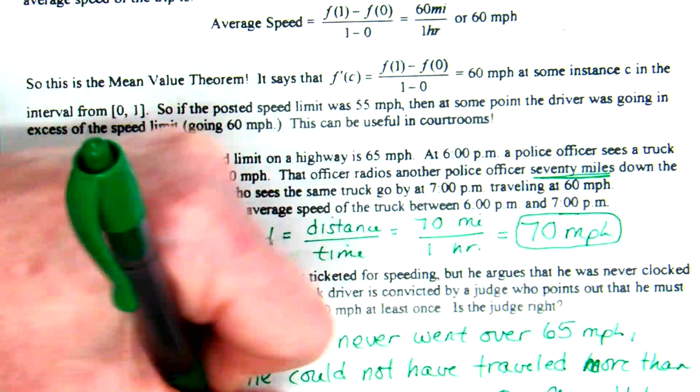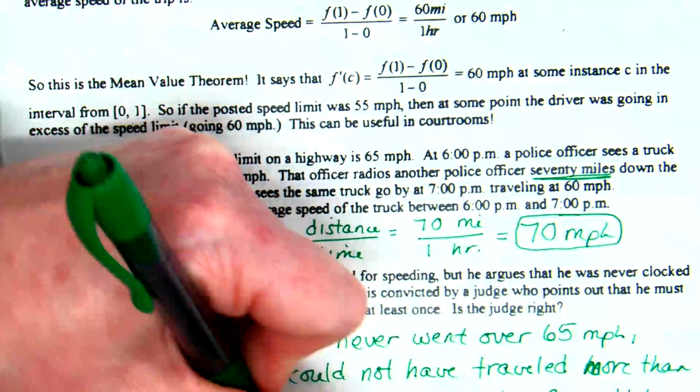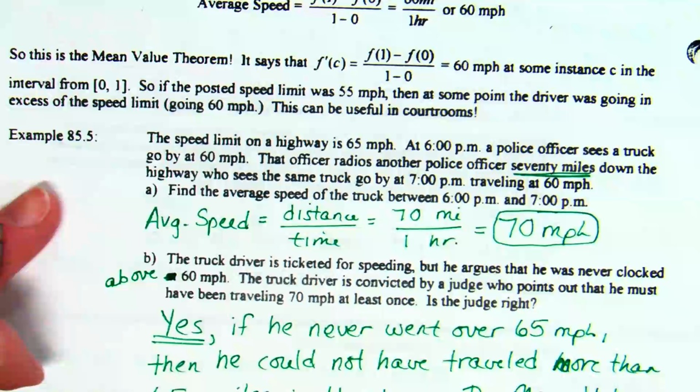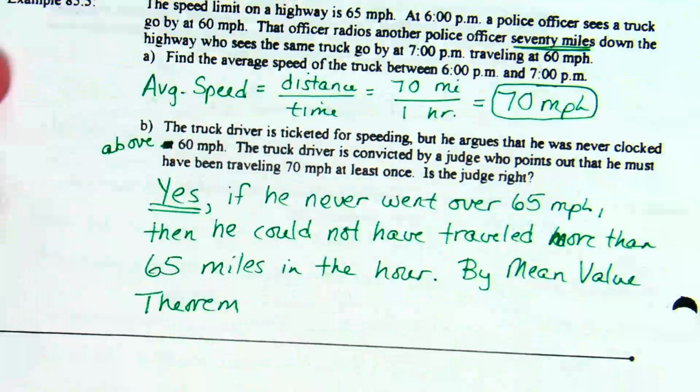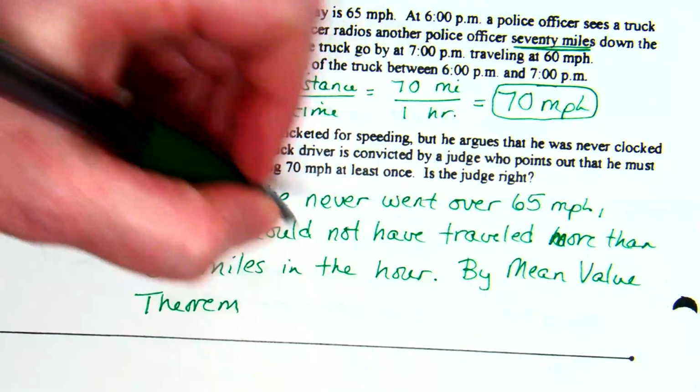I'm going to throw in the calc lingo. By mean value theorem, the driver's speed reached at least 70, or reached 70 at least once. I mean, technically, I guess it could have been one sustained time, but you and I know it was not just for a second.